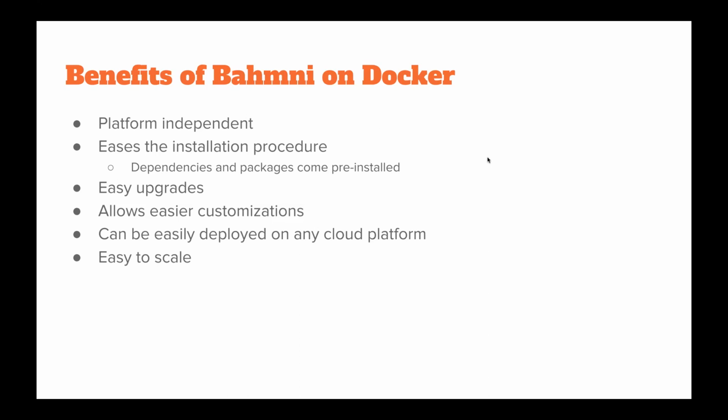The other benefit is it eases the installation procedure. All the dependencies and packages come pre-installed with the container image. You just pull the image and start the container. It also allows you to do easy upgrades and easier customizations. You can build your own custom image using the Bahmni image as the base image. And then it can be easily deployed on any cloud platform and scaled very easily.